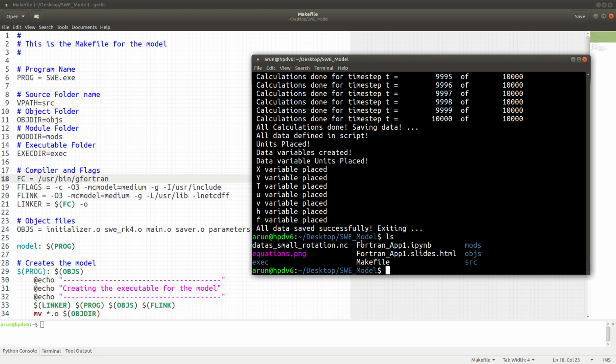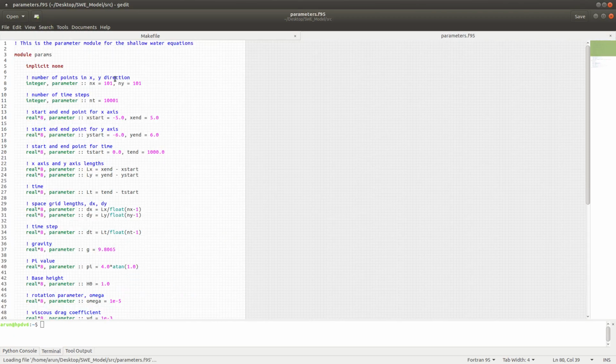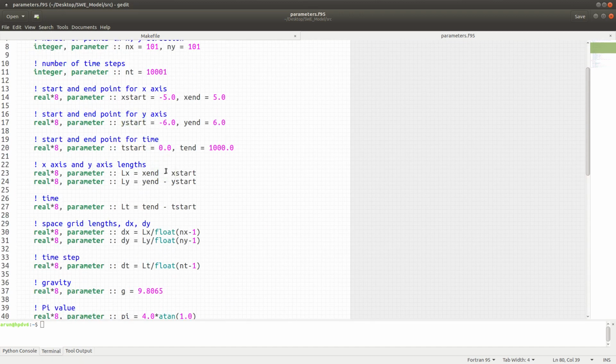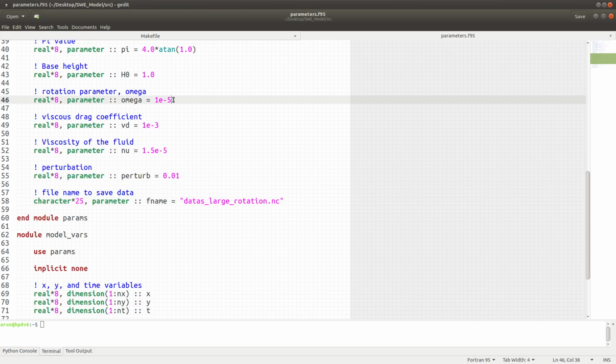Now let's keep this as it is and go to the source file. I'm going to open this parameter file again, and now instead of small rotation, we have large rotation. And this omega, I'm going to keep it significant, so I'm going to increase it by 4 orders of magnitude, making it really significant.